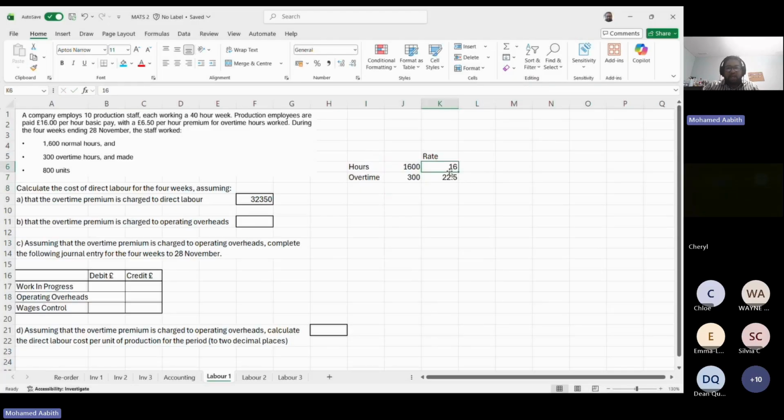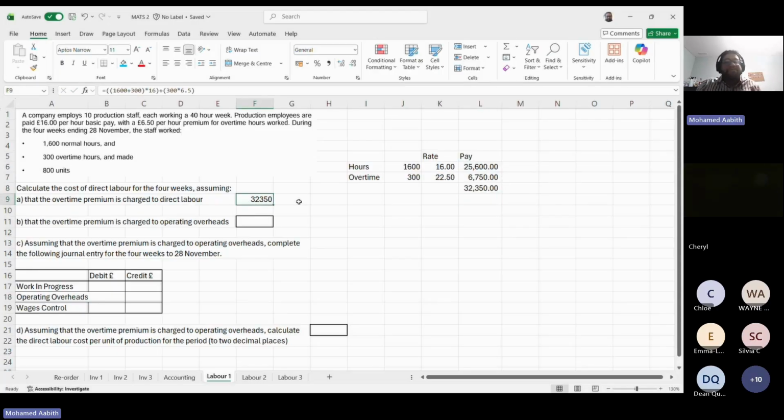So let's change that to numbers that way. Now in your pay slip, the pay is going to be equal to hours times rate, and your overtime is going to be charged like that. That is how you normally see it. And your total wages is going to be how much? £32,350. We found that here.